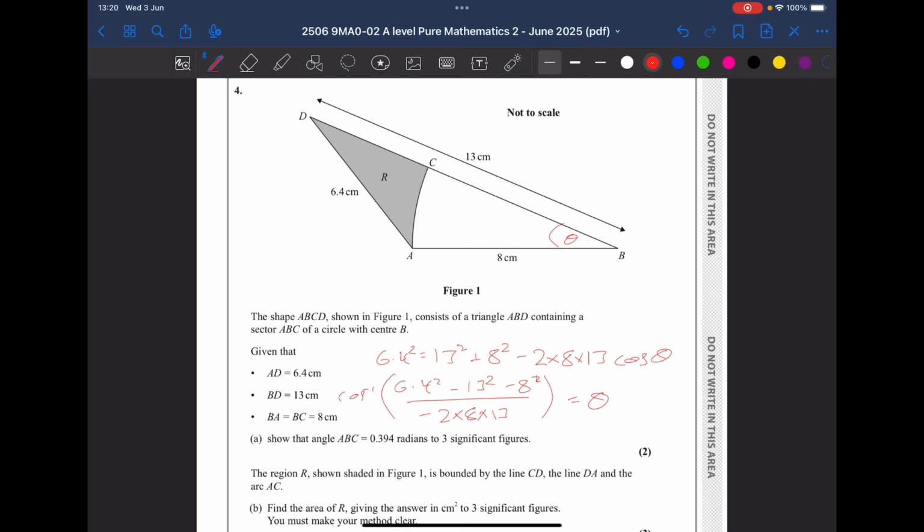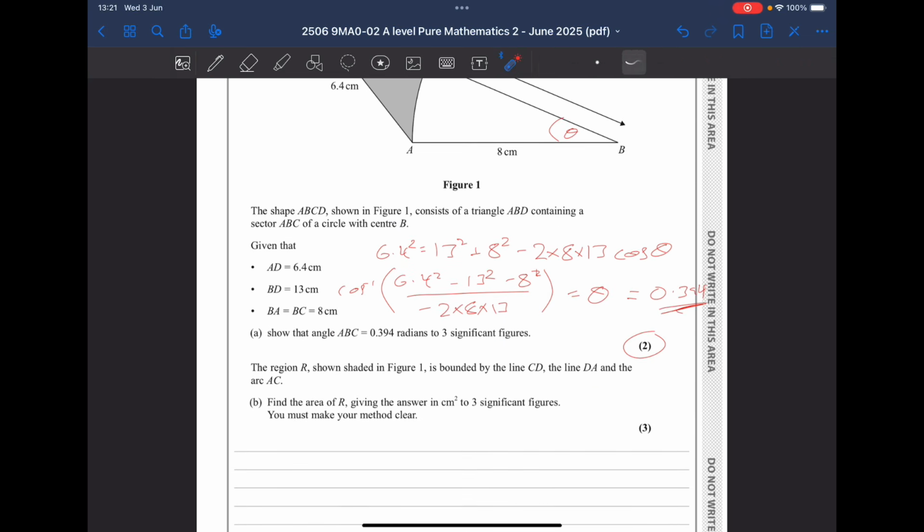Inverse cos of 6.4 squared minus 13 squared minus 8 squared over minus 2 times 8 times 13. And we get a number in degrees, which is not useful. We go to radians, we do it again, and we get a number of 0.394, which is exactly what they wanted. So that's always a good sign.